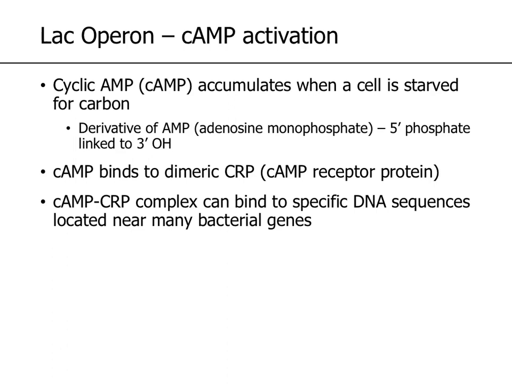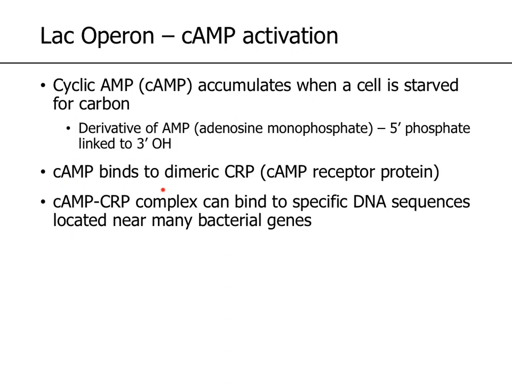So there are a few other complications with this. Well, not necessarily complications, but there are a few other factors that play into the LAC operon regulation. So one is cyclic AMP. So this, in a completely separate mechanism, accumulates when a cell is starved for carbon. And so its name is exactly what it sounds like. So it's a derivative of AMP, but it's the 5' phosphate linked to the 3' hydroxyl, so it's cyclic.